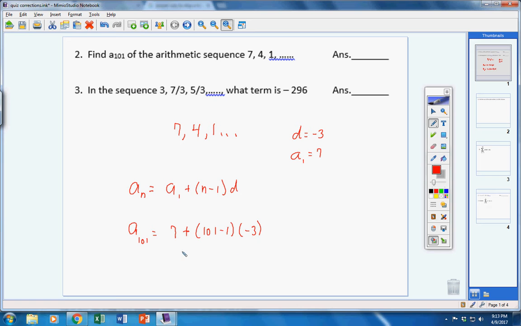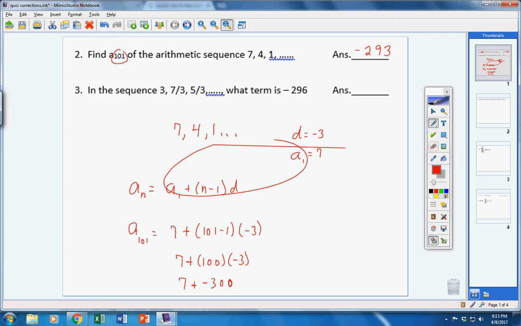So this is pretty simple. We have 7 plus 100, because 101 minus 1 is 100, times negative 3. You guys know to do your multiplication. So it'd be 7 plus a negative 300, which would give you negative 293. And that's it. That's your 101st term. Alright. Moving on to number 3.